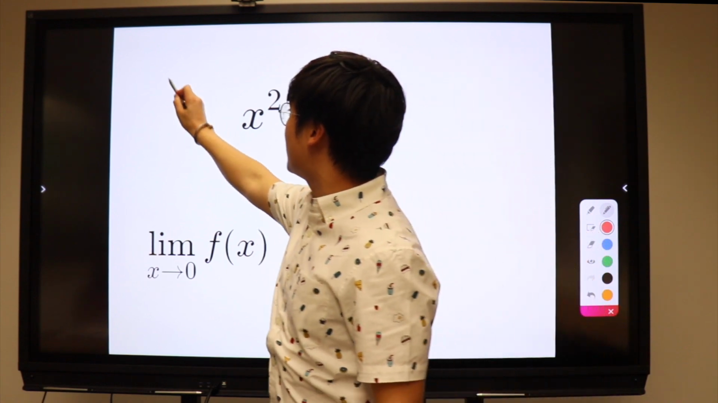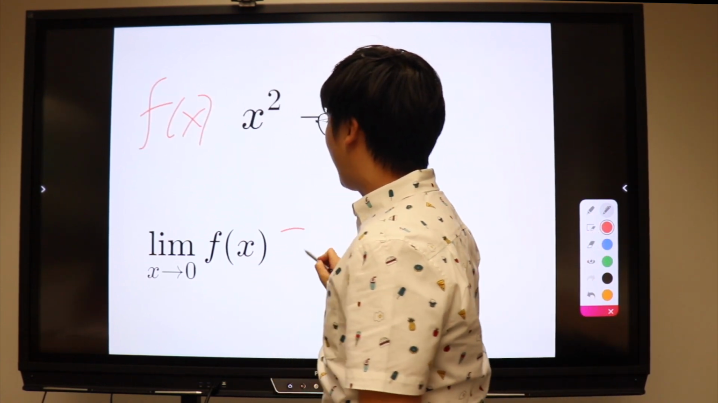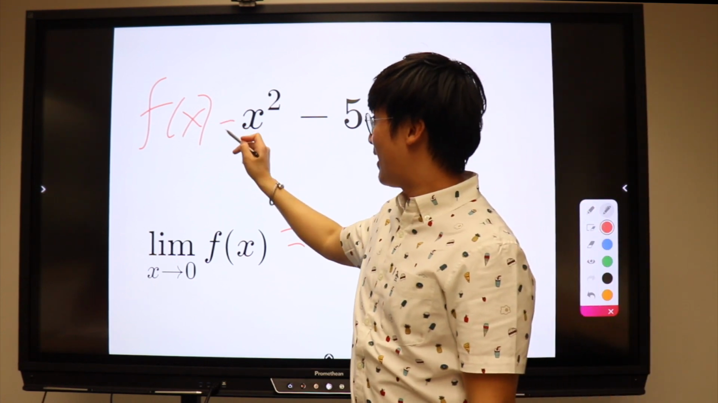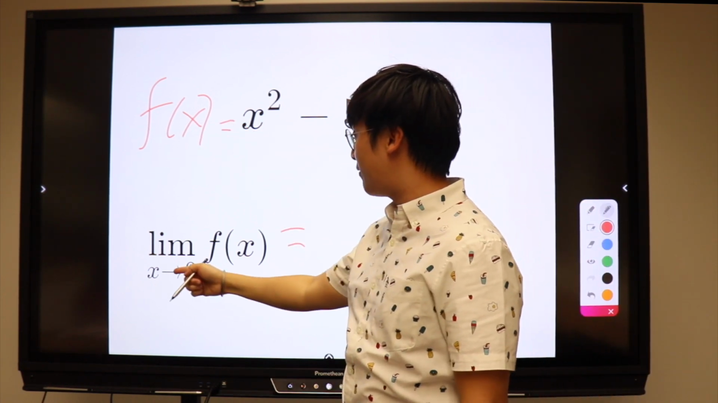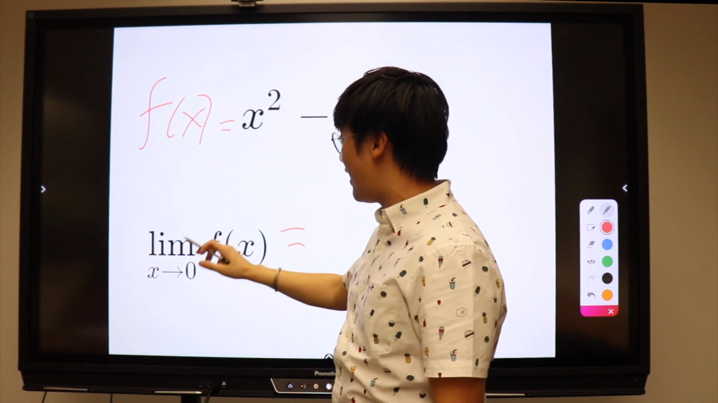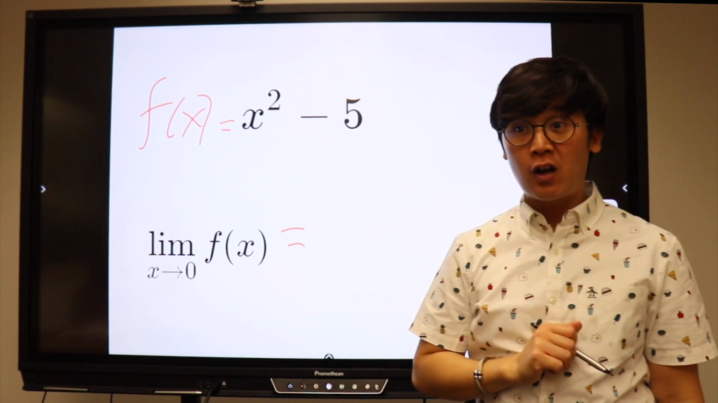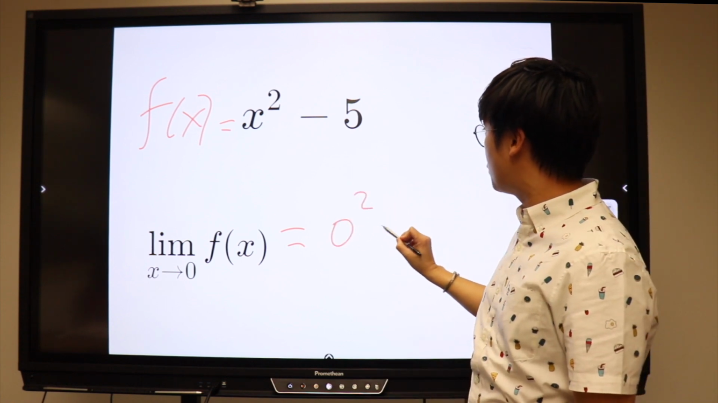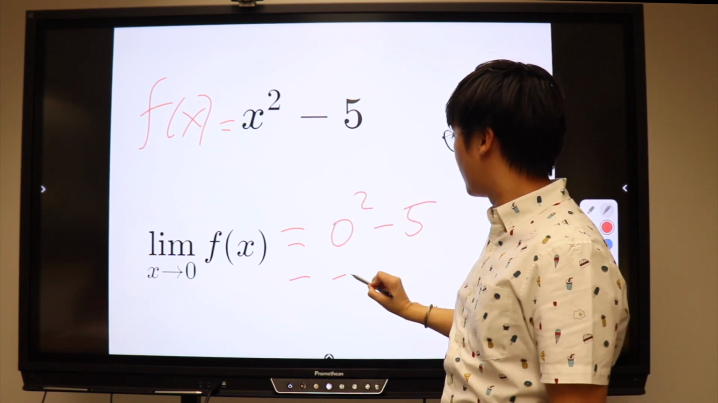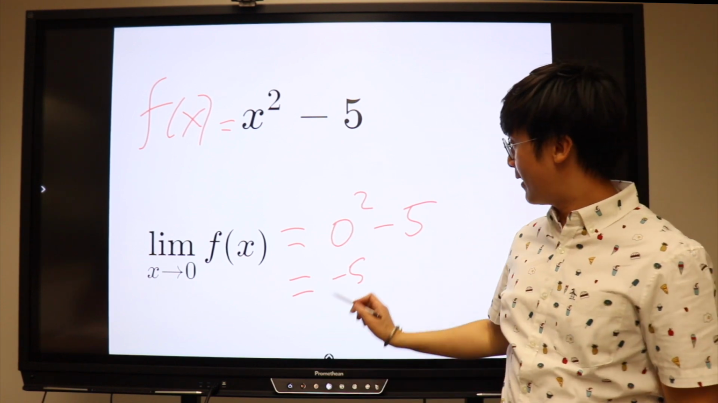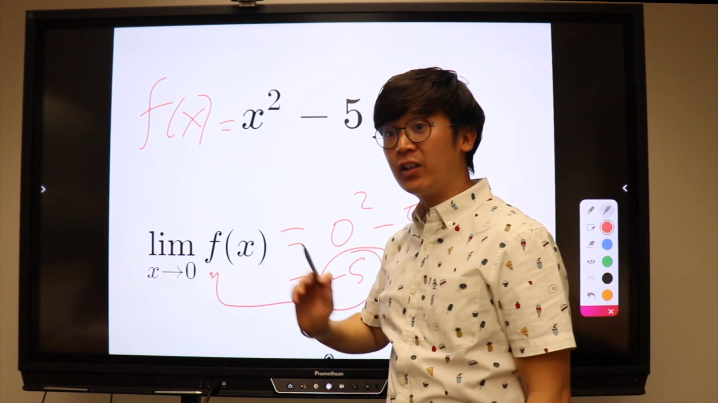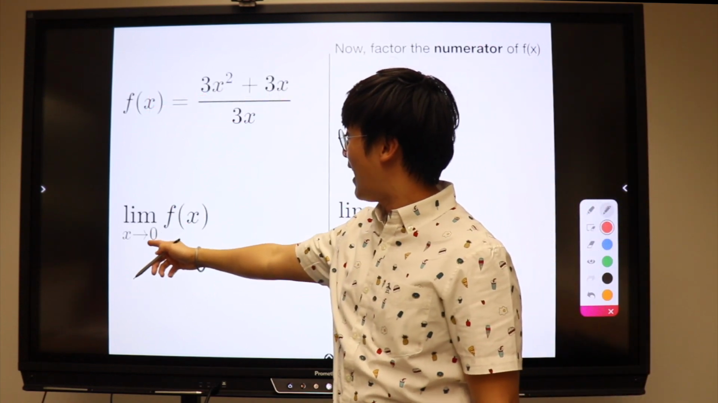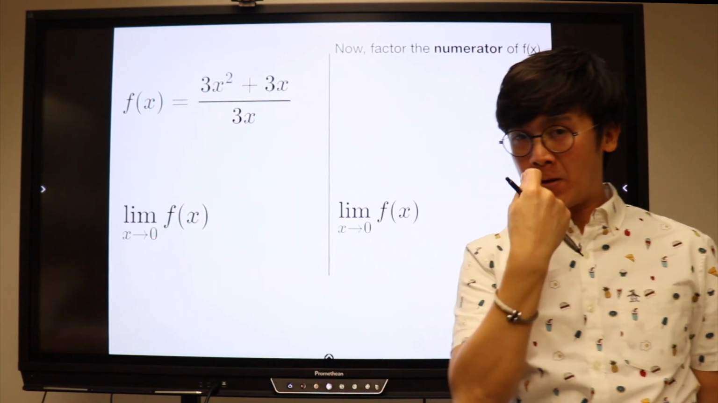So, knowing that this is your f of x, can you solve this now? If f of x is x squared minus 5, and you are supposed to find the limit of f of x as x approaches 0, can you solve this now? Yes. By substitution, you'll be able to solve it. And this is the value of the limit. Can you please solve this as x approaches 0?